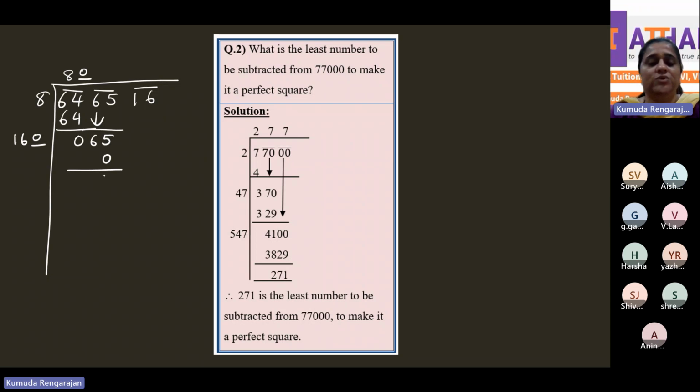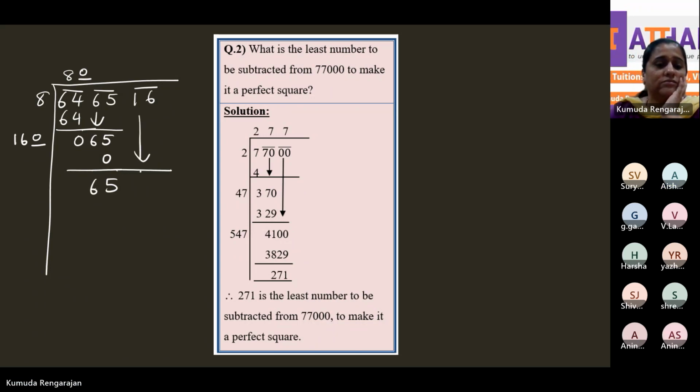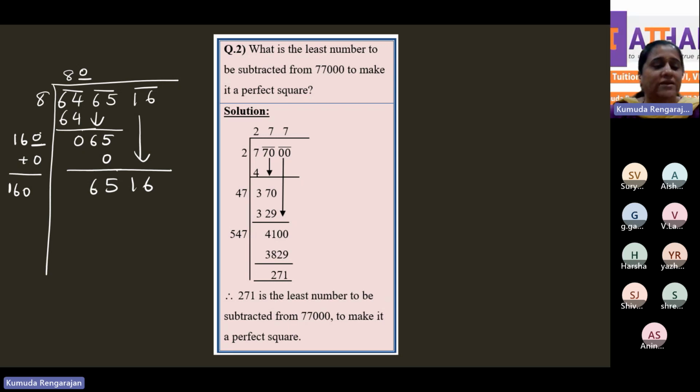Now continue. Aishwarya, now continue. Yes, ma'am. So then 65 comes down again. So we have to put 16 down. Then as you told me in the last class, you can add a 0 here, or you can say double the quotient. 80 into 2, 160. Or simply add the digit in the ones place here, so it's 160 again. One second, ma'am, I'll work on it.